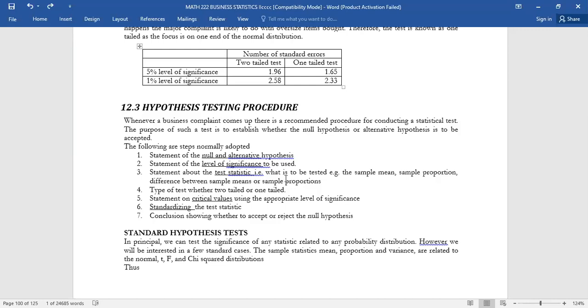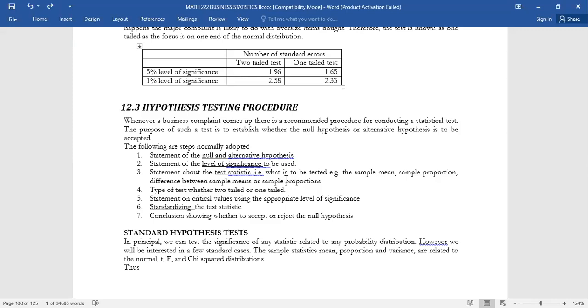And here, what is to be tested? Is it a sample mean? Is it a sample proportion? Is it the difference between means? Is it chi-square? Is it t-score? Is it z-score? Is it f-score? So you'll be testing various parameters of statistics. And then step number 4 is to identify the type of the test. Is it one-tailed or two-tailed? So you can see where it is coming in.